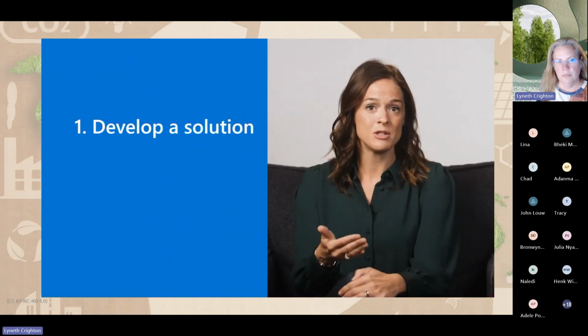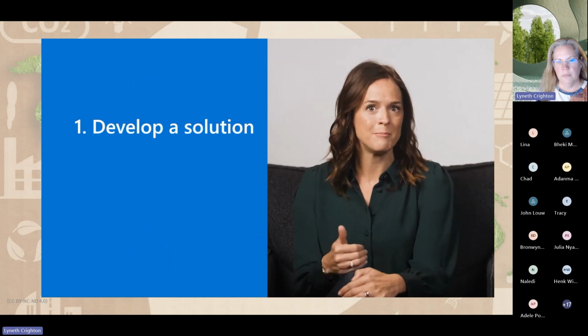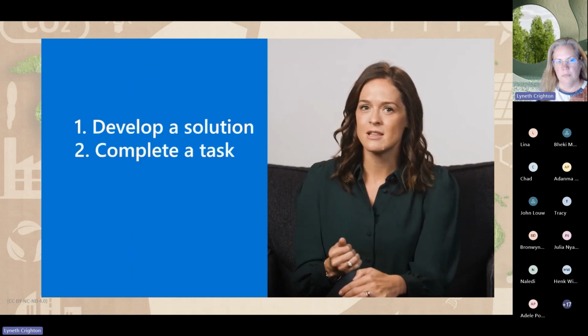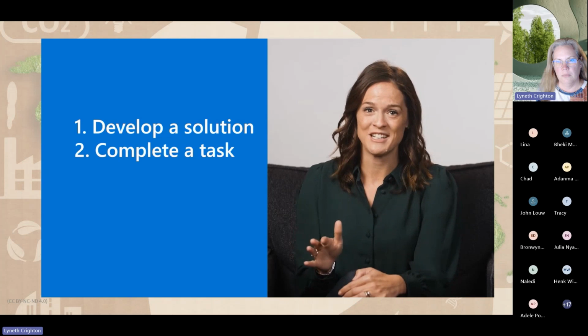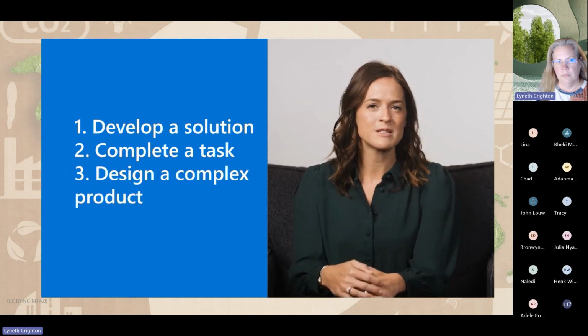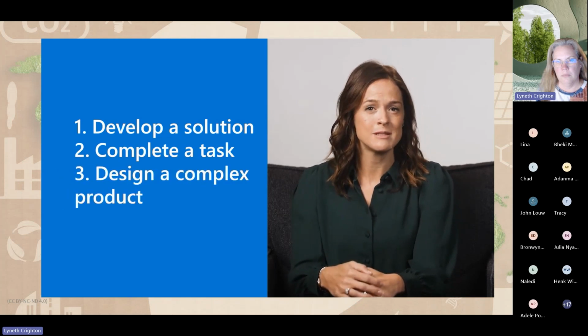Problem solving happens when learners develop a solution to a problem that is new to them, complete a task that they have not been told how to complete, or design a complex product that meets a set of requirements. To qualify as problem solving, it must be the main component of the learning activity. The learning experience is deeper when learners solve real-world problems.